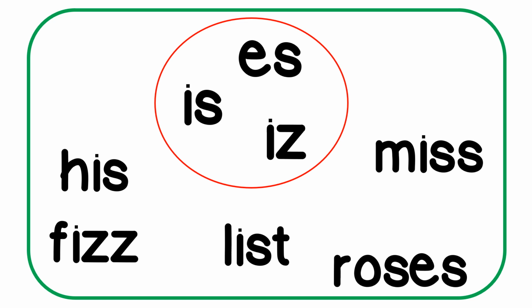Here are some words. In this circle, we have our three sounds. Let's look at our words now and see how well we can identify those words that fit each sound. Here we have "is," as in the small word is. Let's see if we can find the word with that one. Yes, we found this word.